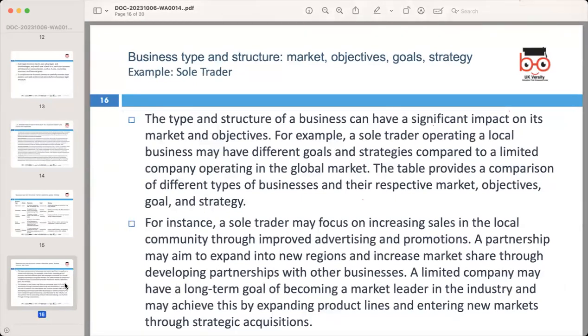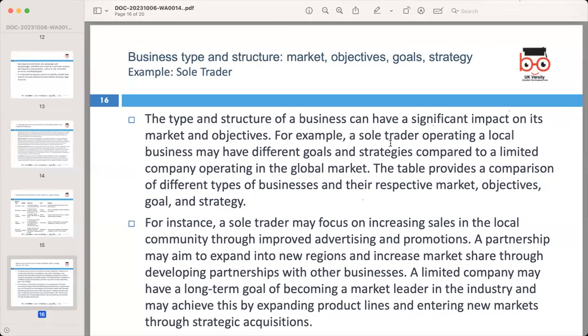The type and structure of a business can have a significant impact on its market and objectives. For example, a sole trader. Basically, he is introducing us to a business, so mainly he's repeating things. He's telling you operational activities, financial activities, responsibilities, and what a sole trader is, again and again. But it's good once you understand these basic things, it will be very useful for your future or further studies.